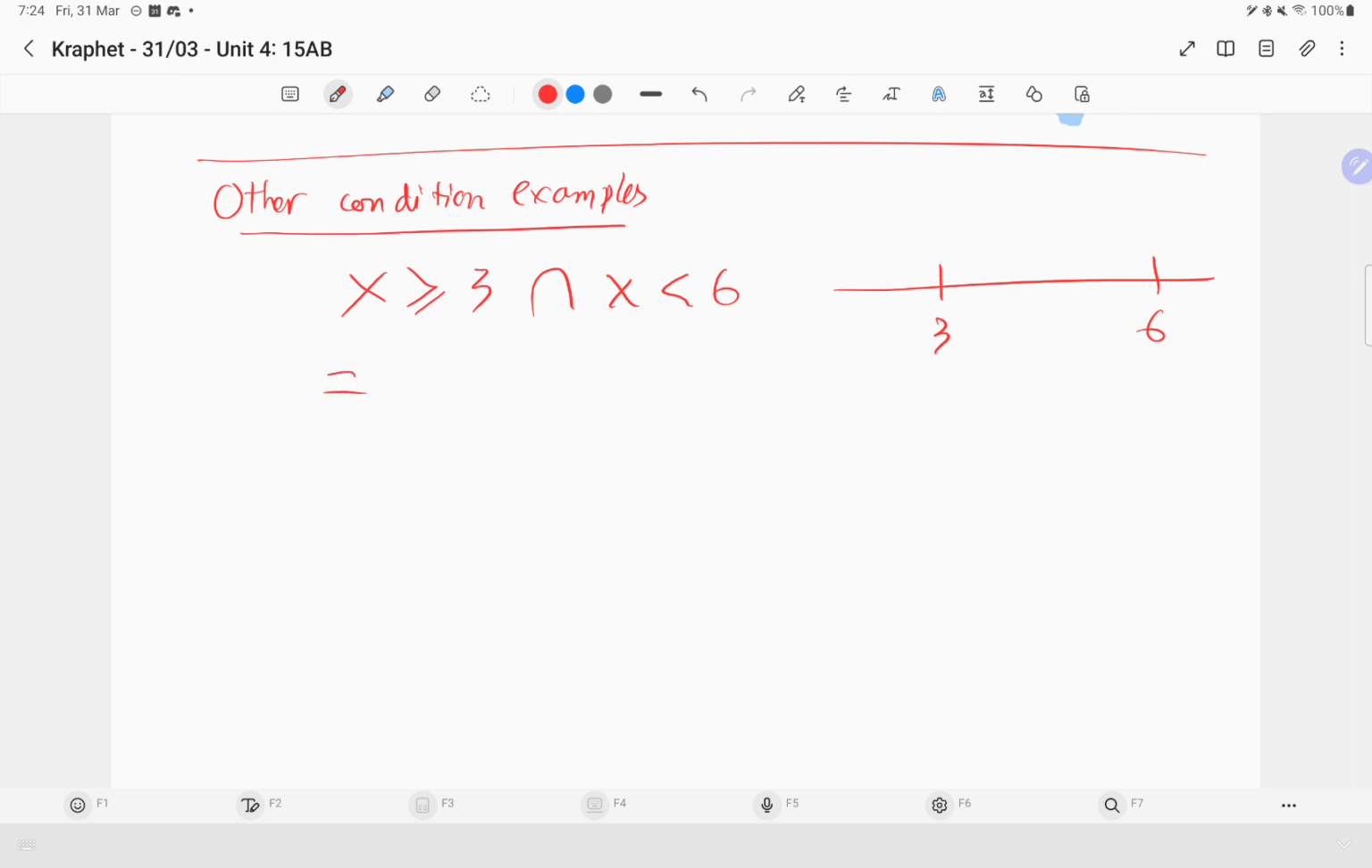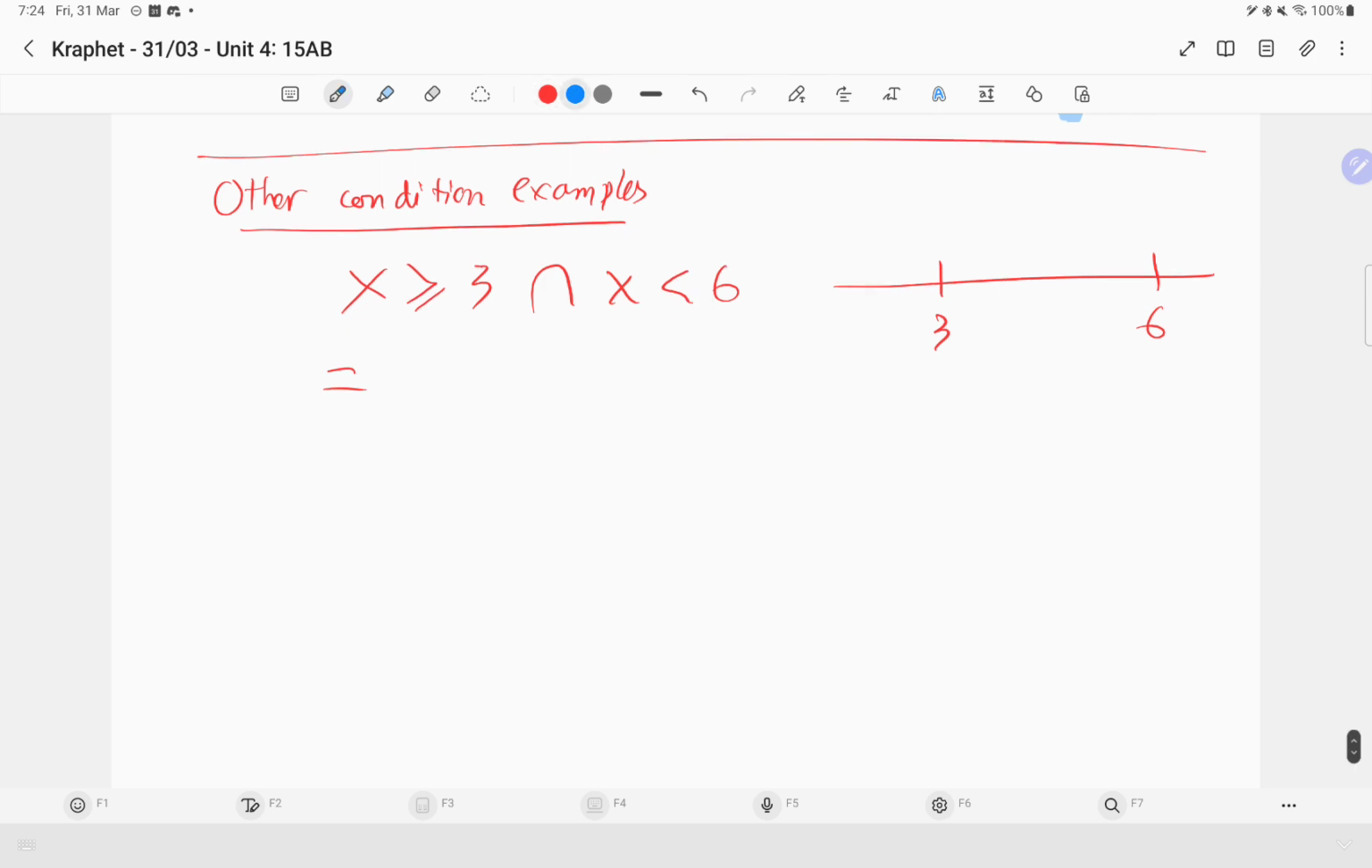So it was larger than 6. X... Yeah, it's larger than 6. Not quite. Wait. More than equals. It's smaller than 6. So it's from 3 to 6. From 3 to 6, yes.